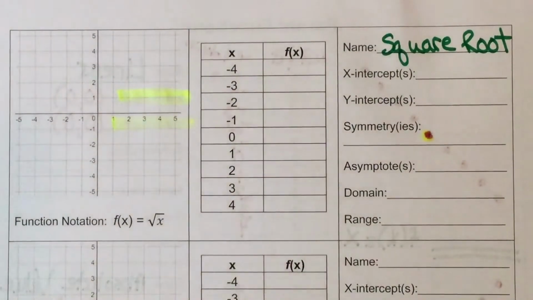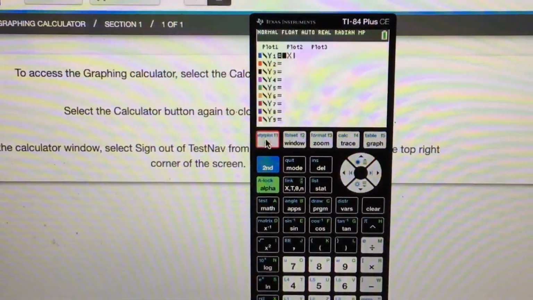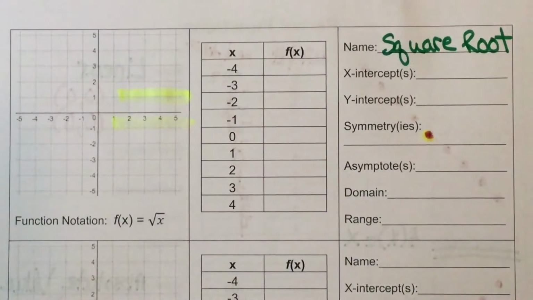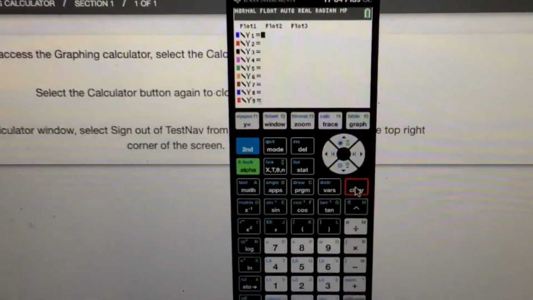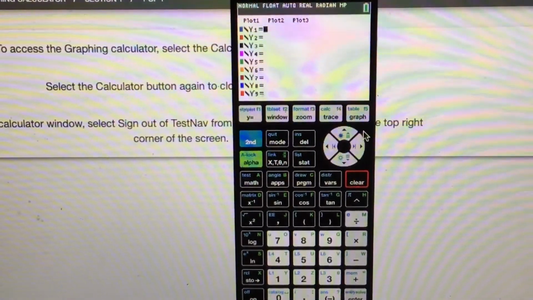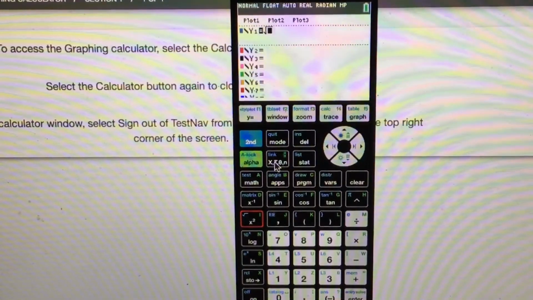Okay, so I'm going to go to my calculator to help us get the table of values. Okay, so I'm going to access my calculator. And I'm going to hit this y equals button. It's the top left button again. And I'm going to hit clear. And this is the square root of x. Because remember, this is your y equals, so you don't have to do anything for the left side. So I'm going to type in the square root of x. Okay, so square root is above x squared. So I need to go second and then x squared. And then I'm going to put the x in there.